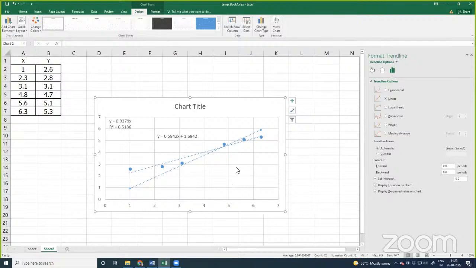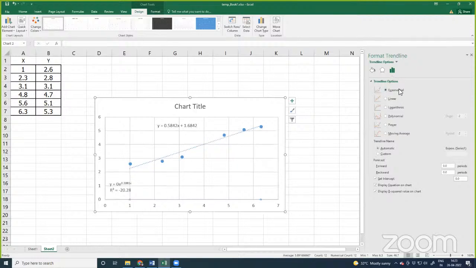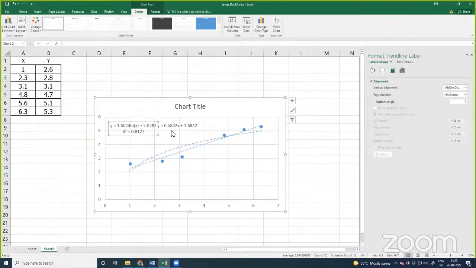Remember, for this extent, then we can change. You can choose exponential, for example. See that immediately the equation also got changed. The best fit line also changed. If it is logarithmic, it is so dynamic. If it is logarithmic, the equation also got modified, and this equation is modified too. This equation you remember, whatever the equation is modified here.